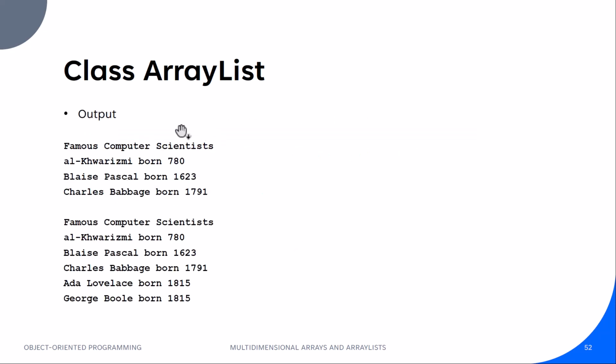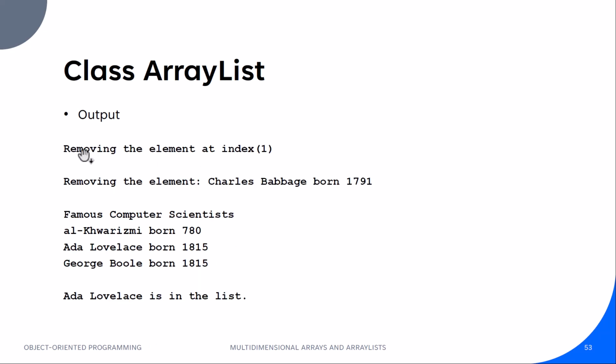Now here's the output. This is the first time that we were creating famous computer scientists, and we were extending the array list by adding some new elements to the list. And then we are removing an element using the index number. We are removing an element using the element itself. And of course our list will come down to 3. And then we are checking whether a particular element exists in the list using the contains method. And we see that Ada Lovelace, the famous computer scientist, exists in the list.